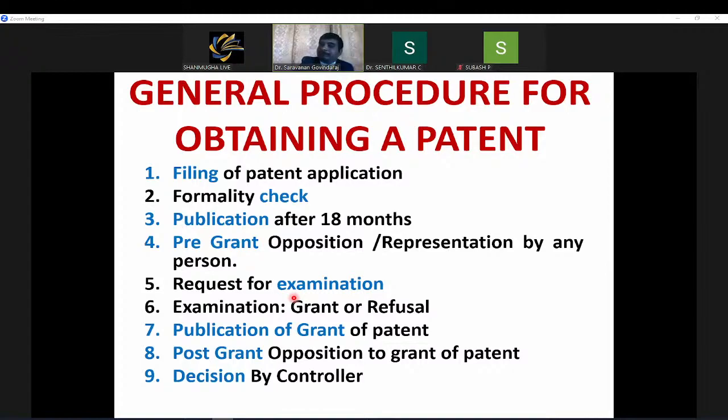Once it is granted, even after granting there is a chance for opposition. In that case, the controller will take a decision by seeing for what purpose they are opposing. Is it real or not? Then finally, if the controller is satisfied with the answers given by the grantee, he will say that the patent is granted, or otherwise he will withdraw the patent.